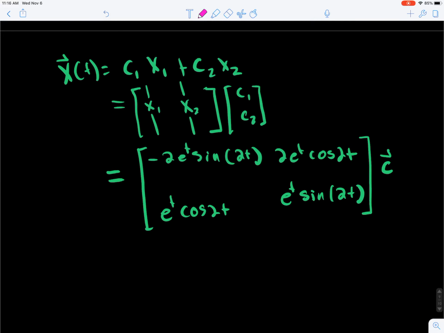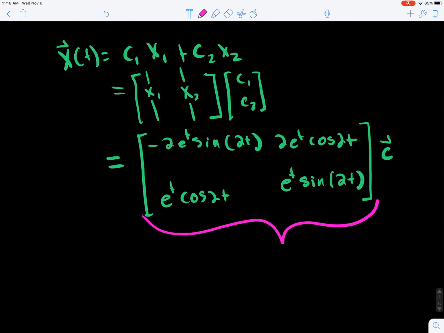Then our final answer is going to be, well, it depends on what you want your final answer to be. The general solution is what we have here. But this particular matrix has a special name, which is called the fundamental matrix, with a capital T.